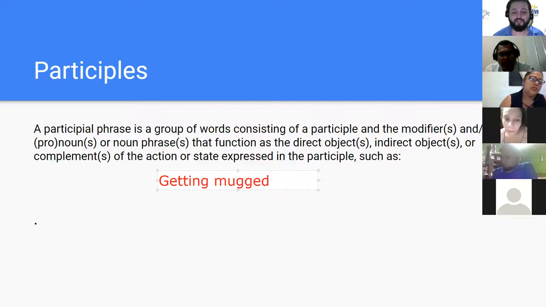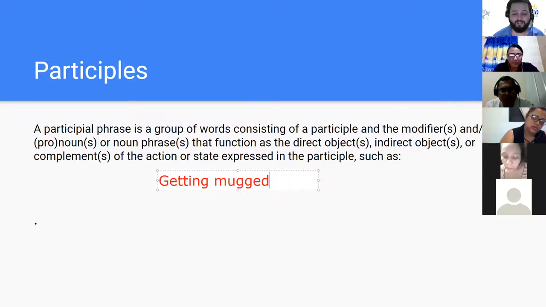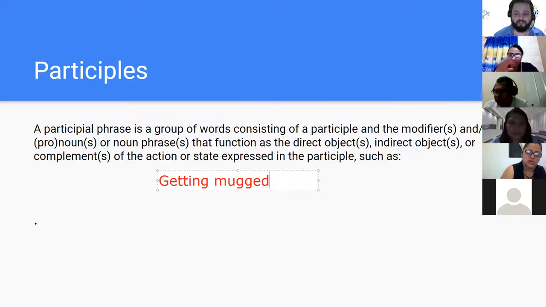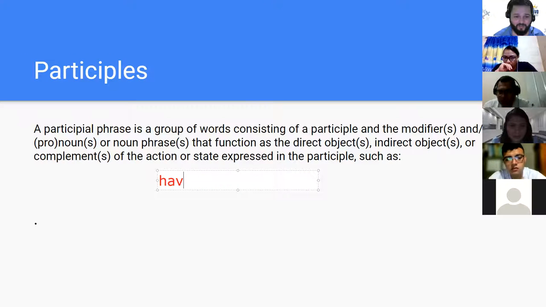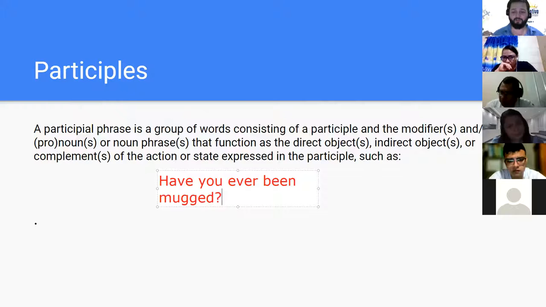Getting mugged. Remember, guys, this is a schwa sound, right? Getting mugged. Let me ask you something, guys. Have you ever been mugged? Mugged, guys, is when somebody comes to you with a pistol or any sort of gun, and that person says to you, "Hey, give me all your money." Has that ever happened to you?